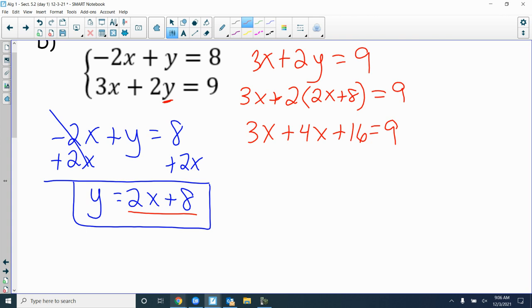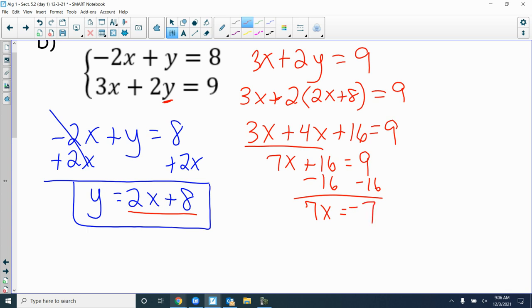Lucas, what do you think now? You combine 3x and 4. What do you got? 7x plus 16 equals 9. Okay. Good. Jenna, go. Subtract 16. What do you got? 7x equals negative 7. Keep going. You're on fire. Divide by 7. What do you got? x equals negative 1.